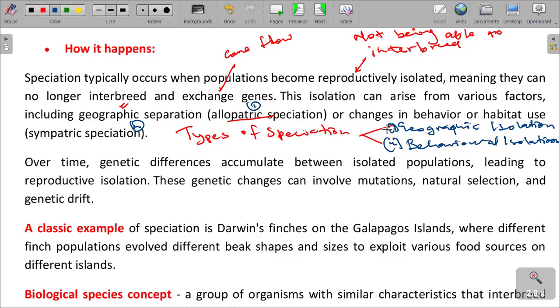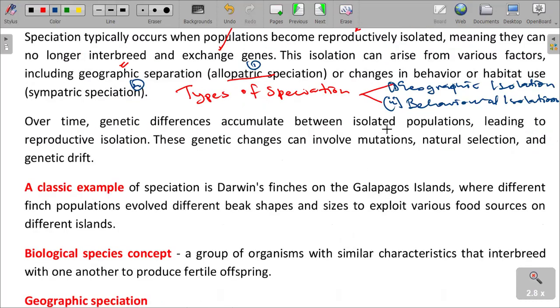So let's go. Over time, genetic differences accumulate between isolated populations because they are not interbreeding. The genetic differences will take place, leading to reproductive isolation. So the key one is reproductive isolation. These genetic changes can involve mutations, natural selection, and also genetic drift. So these populations that are isolated no longer reproduce together, and changes occur as a result of mutations, natural selection, and genetic drift.